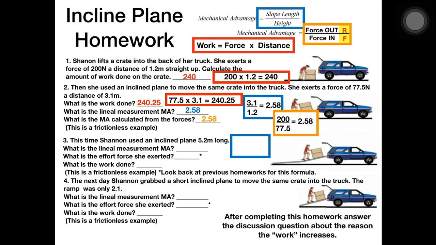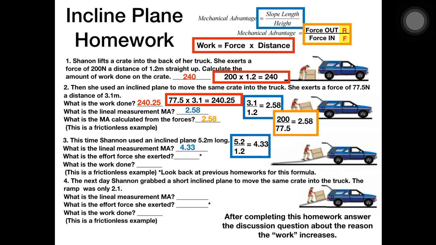So it's 1.2 meters straight up to get it into the back of the truck. So the slope length is 5.2. The slope height is 1.2. We know that from number 1. 5.2 divided by 1.2 equals 4.33. So the lineal measurement of MA is 4.33.